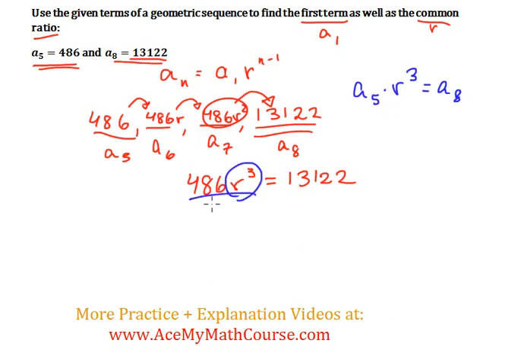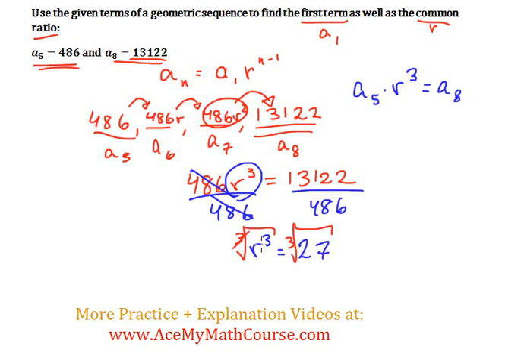So I'll just divide both sides by 486 to get started. Those cancel out, of course. So I end up with r cubed is equal to, I'll just use the calculator here because I forgot the answer, 27. Okay, but we're interested in r, not r cubed, so we can take the cubic root of both sides of the equation. Those cancel out, so we get r is equal to the cubic root of 27, which is just 3. Great, so now we know the common ratio.